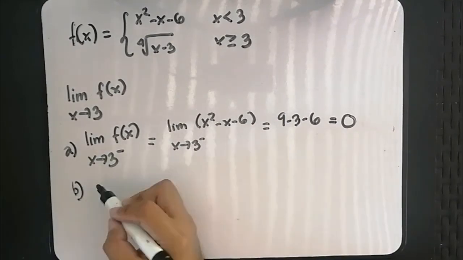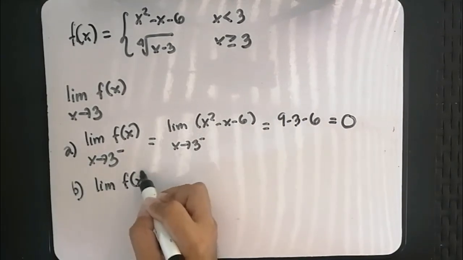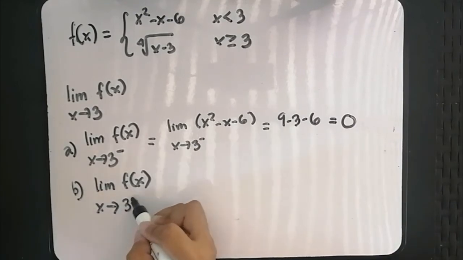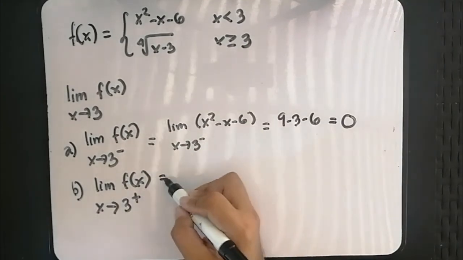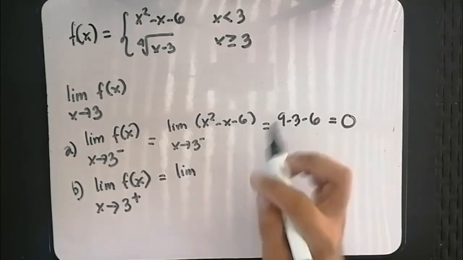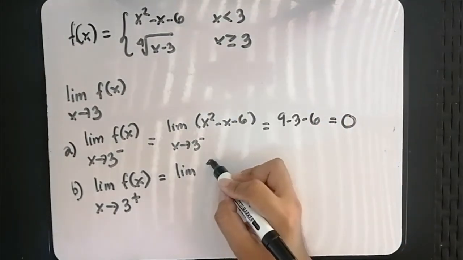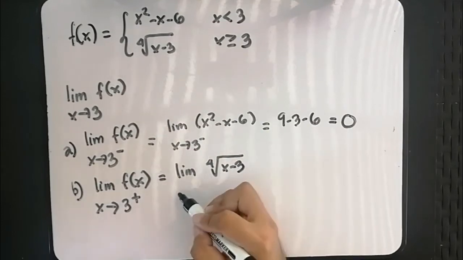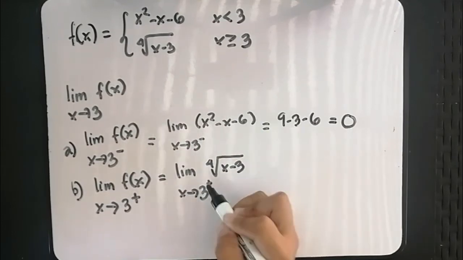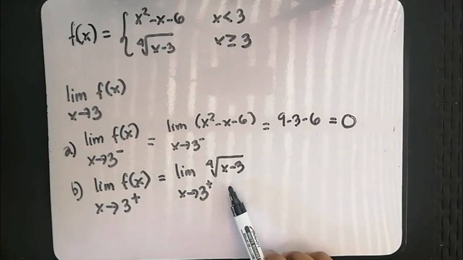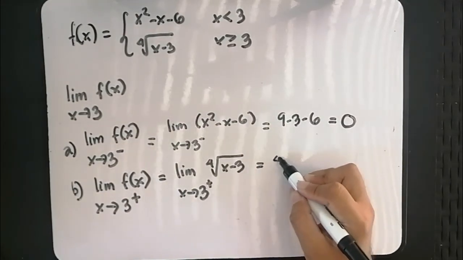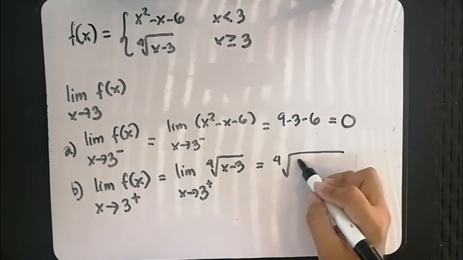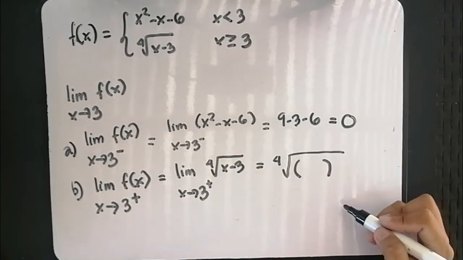For letter B, we have the limit of f of x as x approaches 3 from the right. So this is now equal to the limit of, etong gagamitin natin kasi from the right, fourth root of x minus 3 as x approaches 3 from the right. Observe that we have a radical here, the fourth root of x minus 3. So by using our previous theorem, by direct substitution, that is the fourth root of what? 0. So check natin.